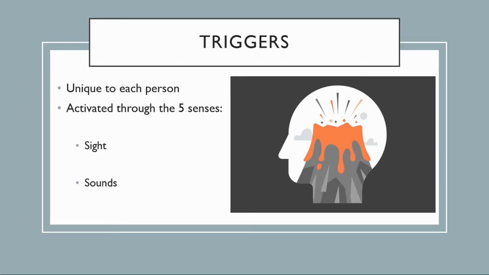Triggers. Triggers are unique to each person and can be very personal. That means that what might trigger you might not trigger someone else. Triggers are activated through one or more of the 5 senses: sight, sound, touch, smell, and taste. Sight. Someone can look like your abuser, or you may see an object that was used during the abuse. Sounds. Something that resembles sound the abuser made, such as whistling or their laugh, or words of abuse, such as put-downs and name-calling.